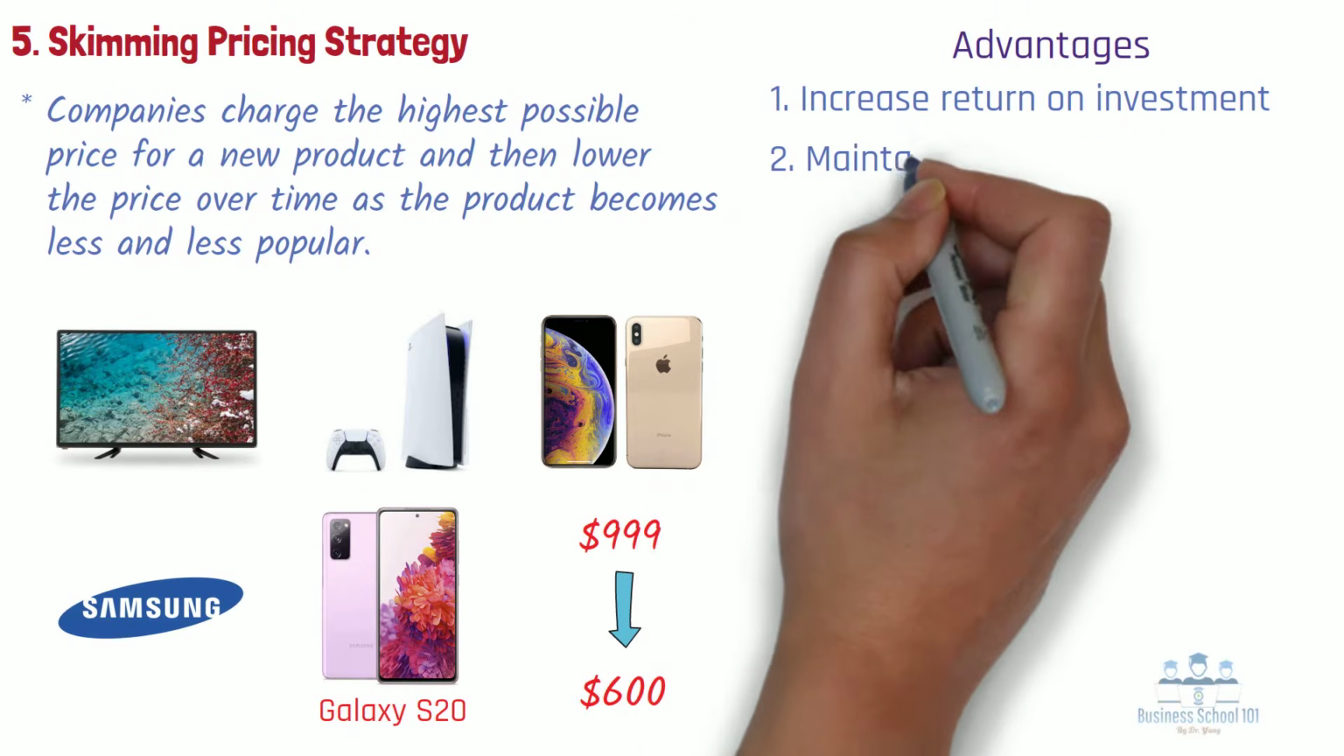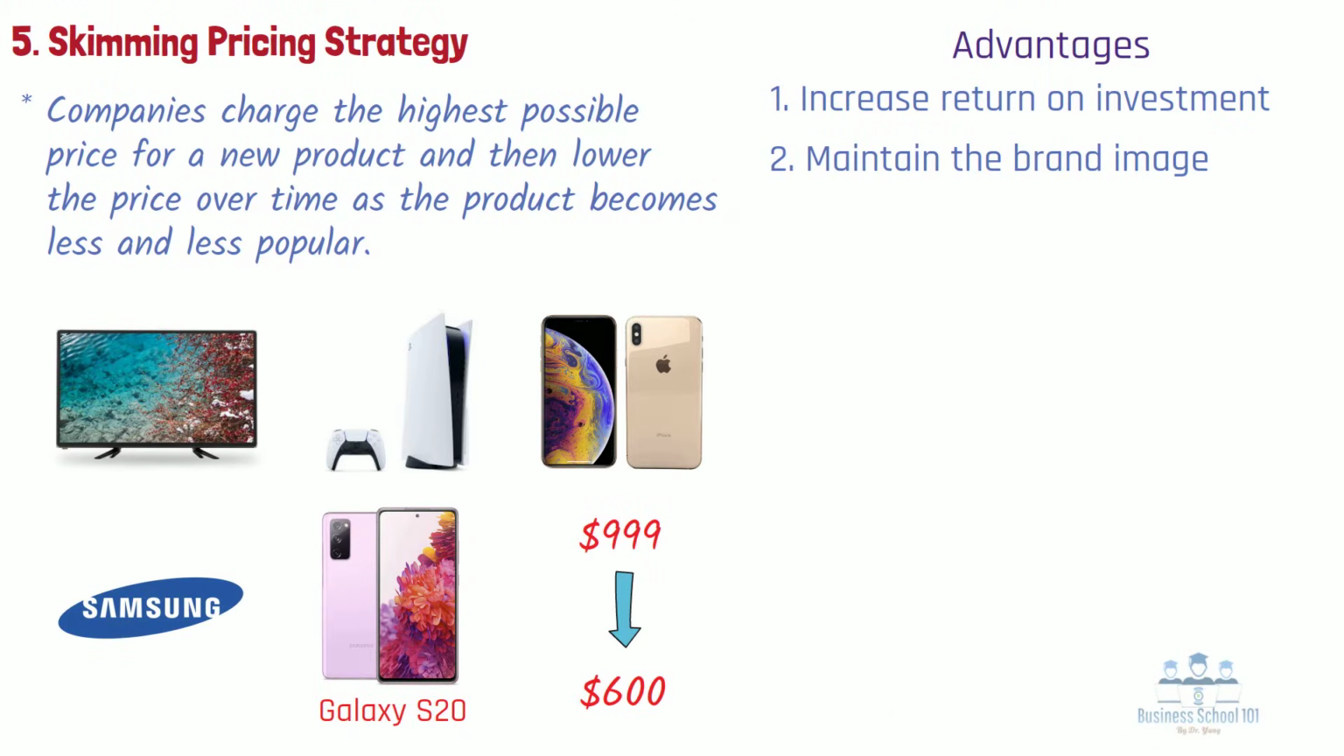Number 2. Maintain the brand image. Price skimming can also give the impression that a product is a high quality must-have for buyers who can't live without the latest technology. Higher costs at the start of a product's life cycle allow the company to develop a prestigious brand image that attracts status-aware consumers.